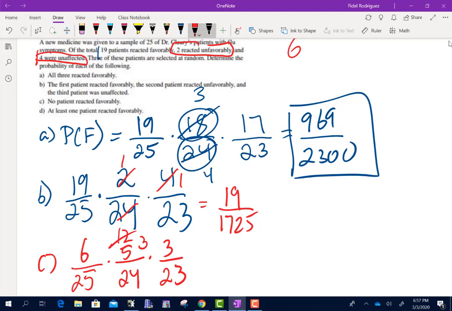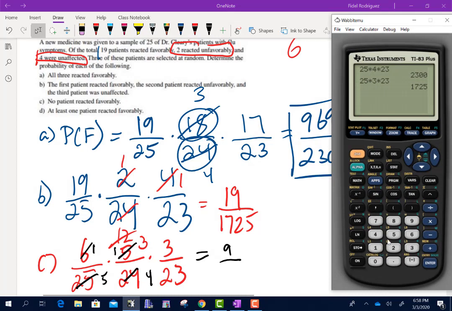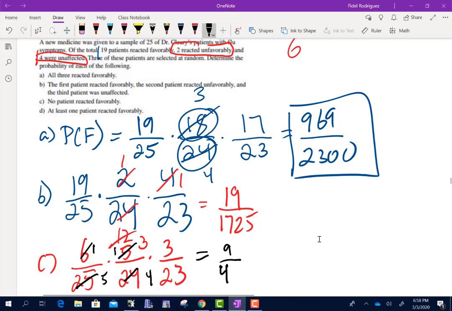Okay. Guys, I'm going to do the same thing we did earlier. I'm going to try to reduce my fractions. Okay. So let's see. 5 and 25 reduced to 1 and 5. 6 and 24 reduced to 1 and 4. And I cannot reduce the 3 and the 23. So let's see. 1 times 3 is 3 times 3 is 9. And 5 times 4 times 23 on the bottom. Grab my calculator again. 5 times 4 times 23 gives me a total of 460. Okay, so that's going to be my denominator.